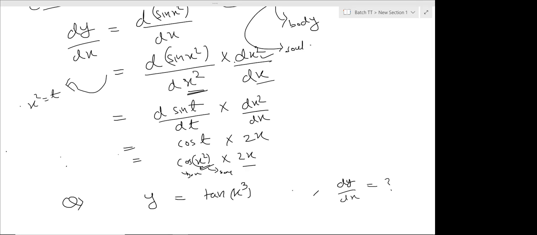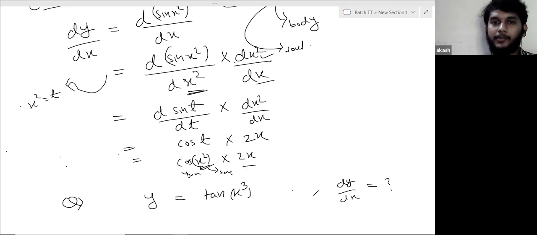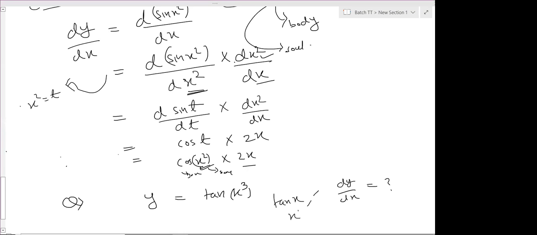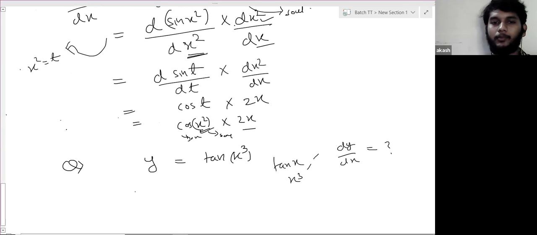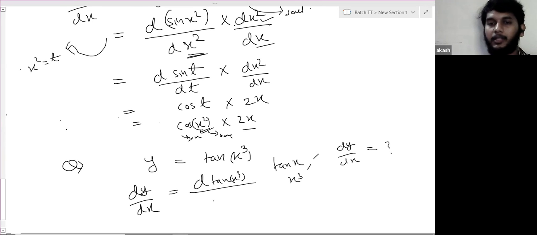Kinza, wrong answer. Told you, do stepwise. See, which is the body here, Kinza? And who is the possessed soul? Tan x, right? Tan x is the body, and which is the possessed soul? x cube. So what do we do? You are the tantric. You came to the house. You first remove the soul, then you put that in a bottle. Is it clear? Yes, sir.